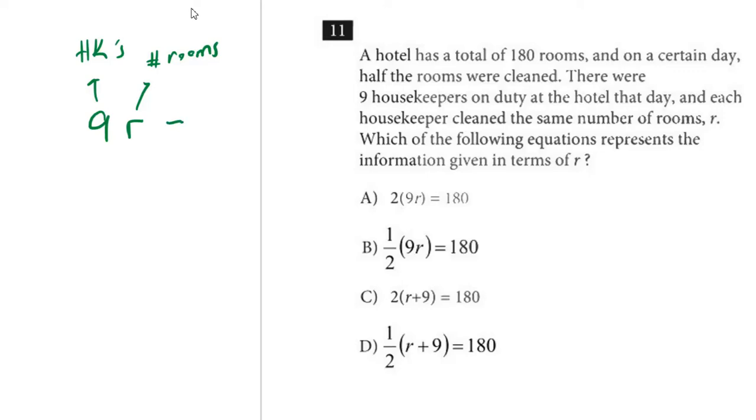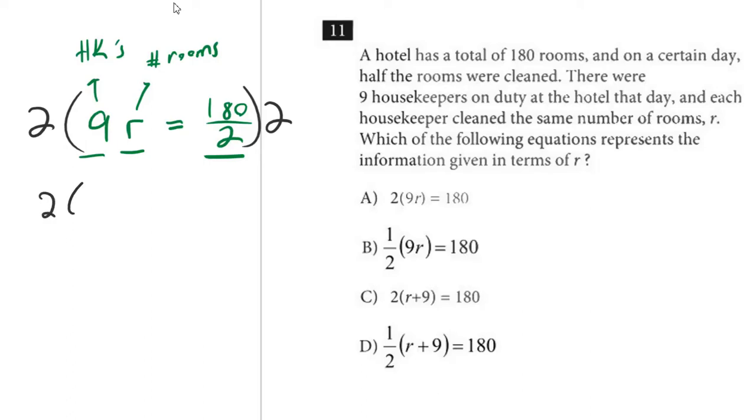And all of that has to come out to the number of rooms that need to be cleaned, which is half of the 180. So let's take that 180 and divide it by 2. So the work of 9 housekeepers each doing R rooms is going to give us half of 180, the total amount of work being done. Now we just need to get this equation to match one of the given ones, and what we could do is multiply both sides by 2 to simplify it a little, and that'll give us 2 times 9R equals 180, which, believe it or not, is A for number 11.